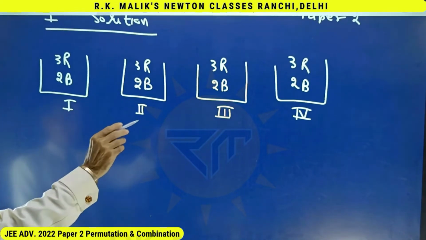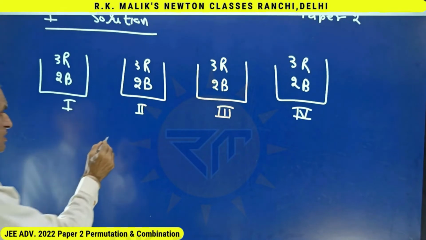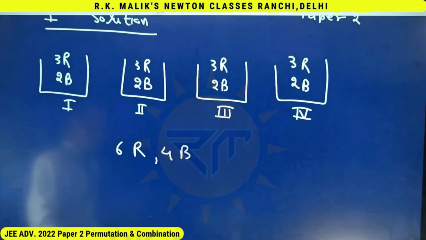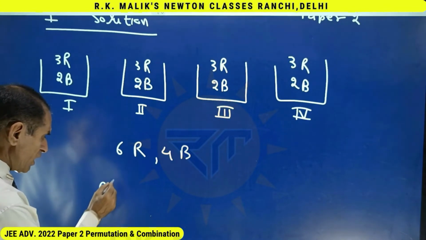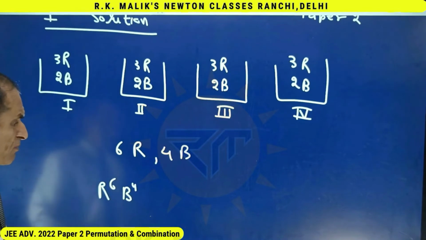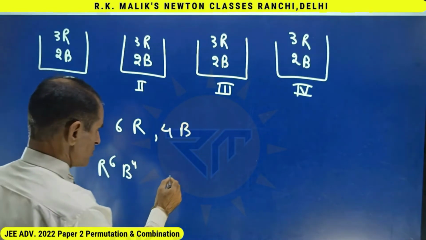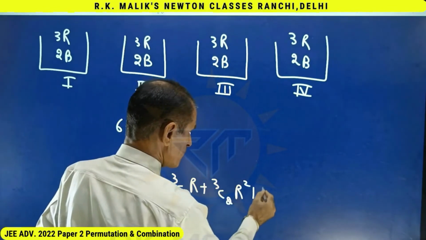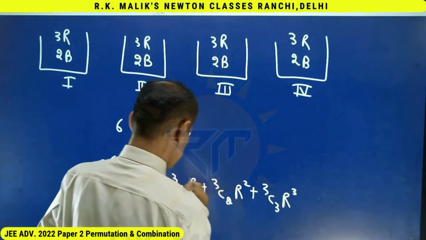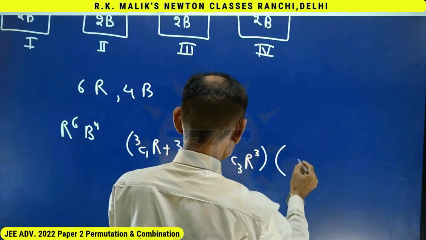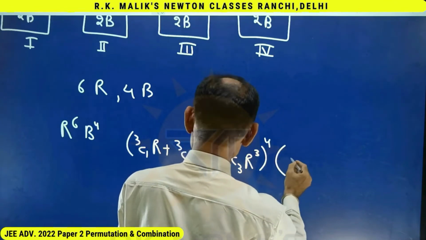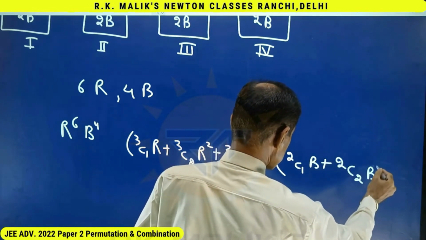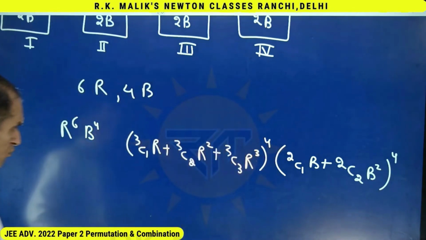10 balls from these 4 boxes such that among these 10 balls 6 are red and 4 are blue, the number of ways will be equal to the coefficient of r to the power 6 b to the power 4 in the expansion of (3C1 r plus 3C2 r square plus 3C3 r cube) whole to the power 4 into (2C1 b plus 2C2 b square) whole to the power 4.